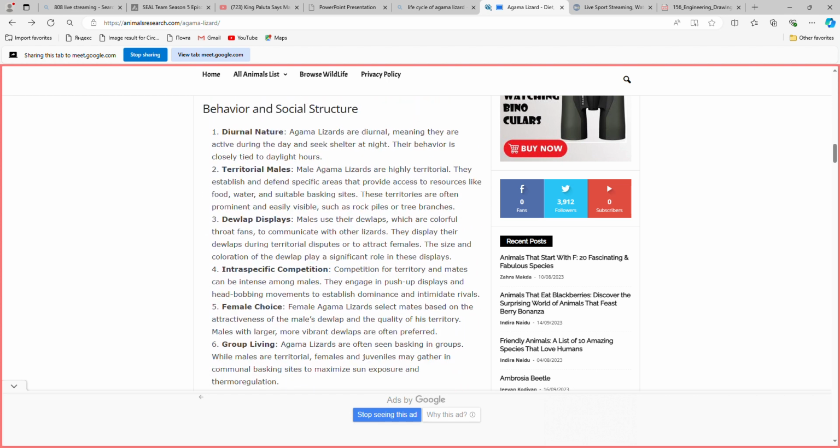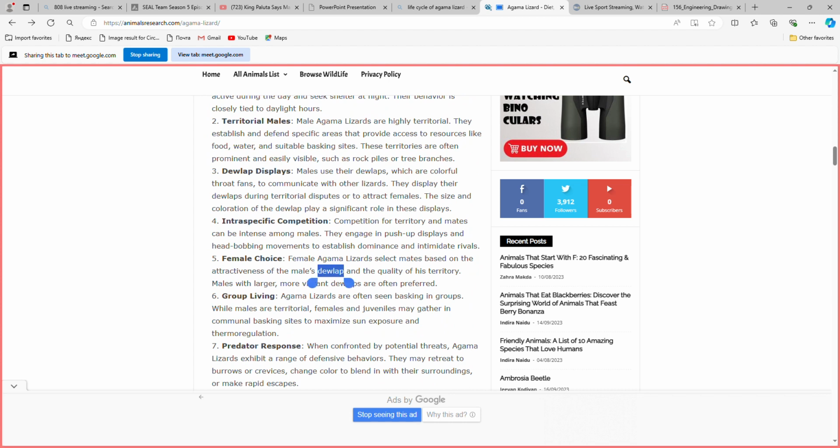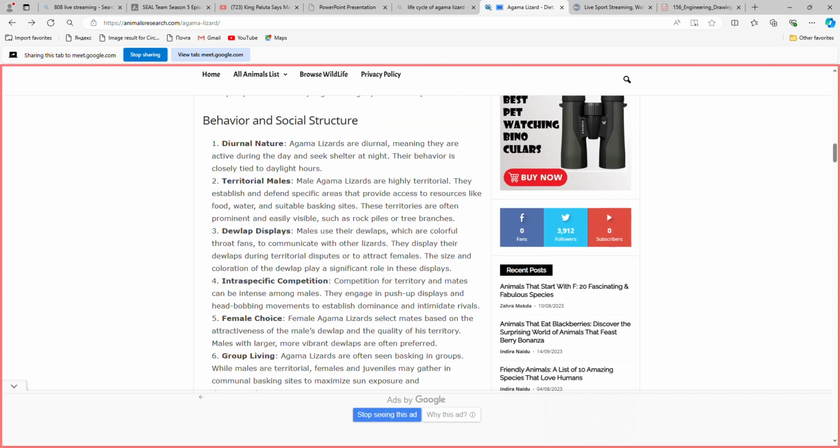Now, on this note, we will look at the behavior and social structure of agama.